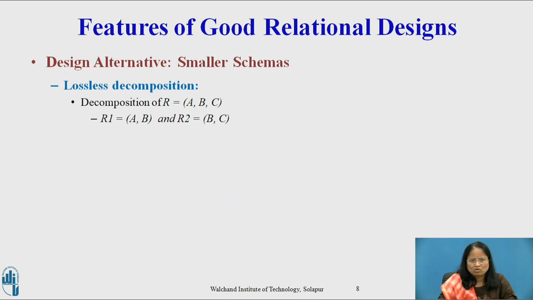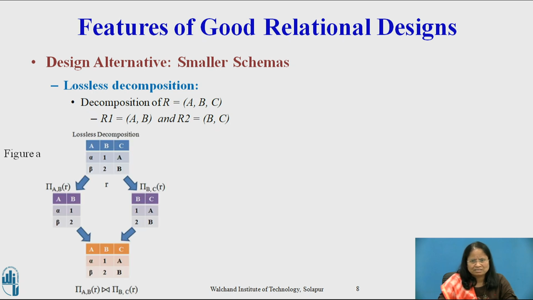Consider the example for lossy and lossless decomposition. Relation R with the attributes A, B and C is decomposed into two relations: R1 with the attributes A and B, and R2 with the attributes B and C. Figure A shows the lossless decomposition, the resulting tuples using the schema resulting from the decomposition, and the result if we attempted to regenerate the original tuple using a natural join.